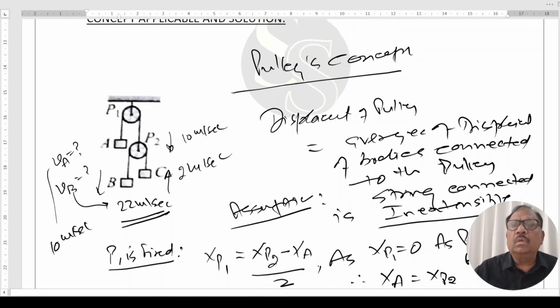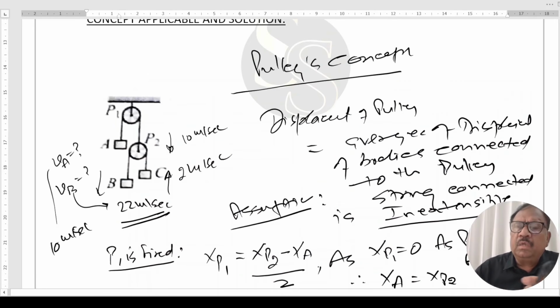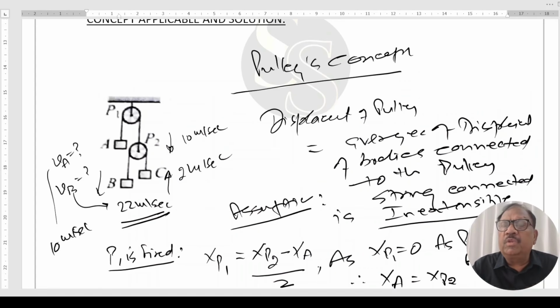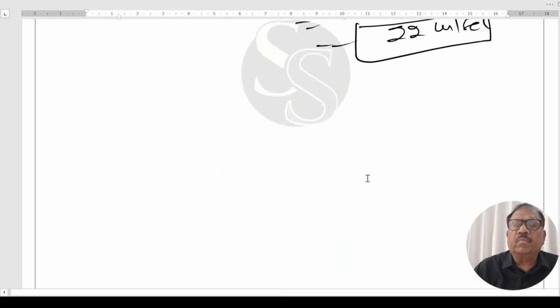Again repeating, we have to consider the concept application of pulley. That is the displacement of pulley, average of displacements of bodies connected to the pulley. If pulley is fixed, displacement of pulley will be 0. To find displacement, simple this formula. To find velocity, differentiate with respect to time. To find acceleration, differentiate the displacement equation 2 times. Right? Assumption is that string connected is inextensible. Increase or decrease, sum should be same, right? Next question.